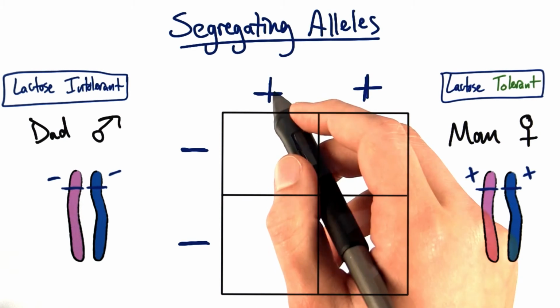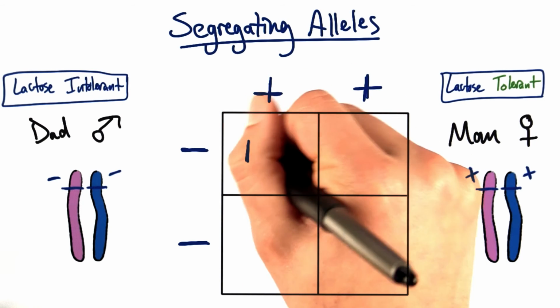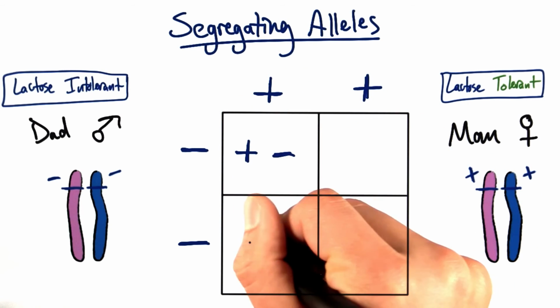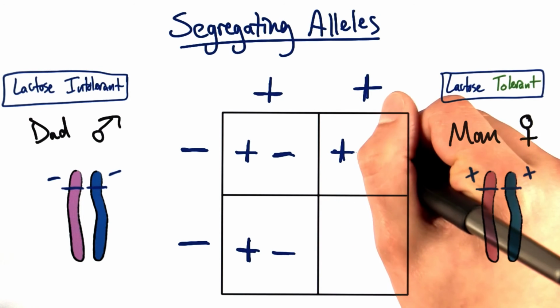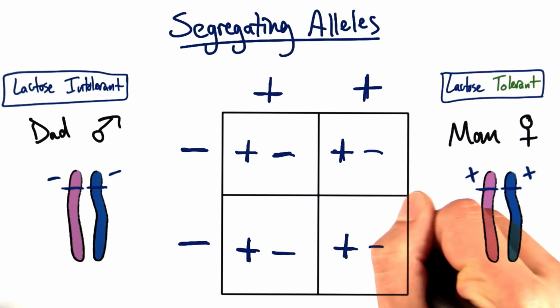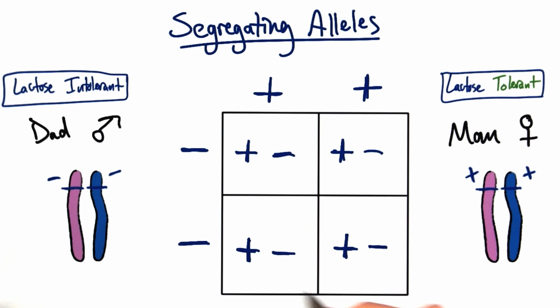Look at this box, combine the column and the row. We can have a plus and a minus in each of the four boxes. It turns out that all the possible combinations appear to be the same.